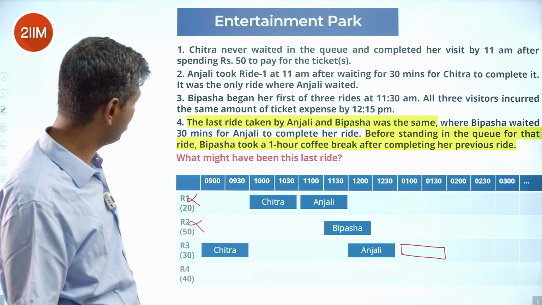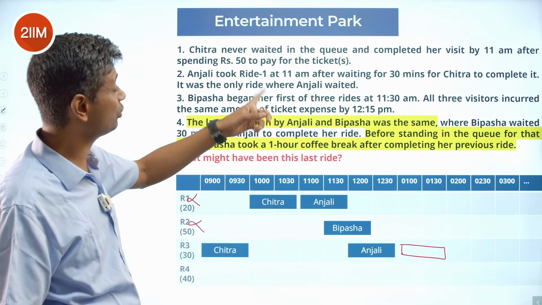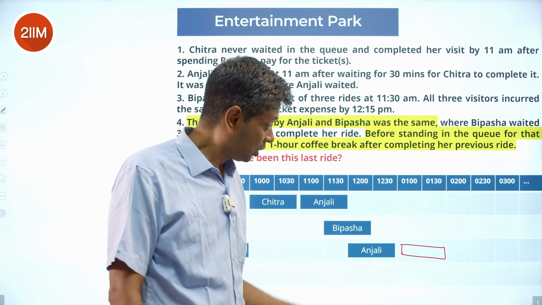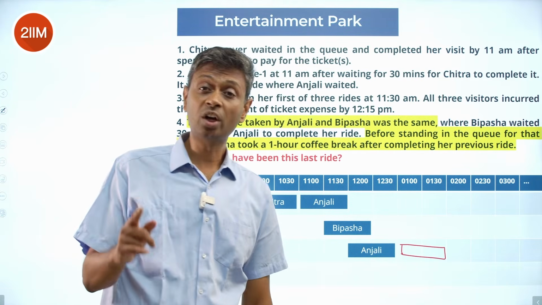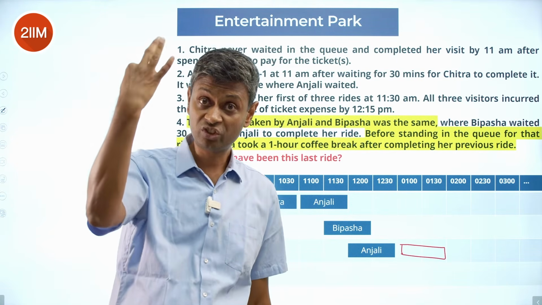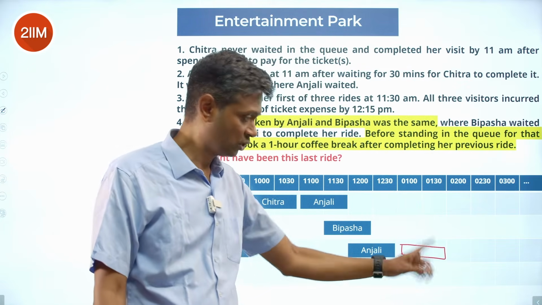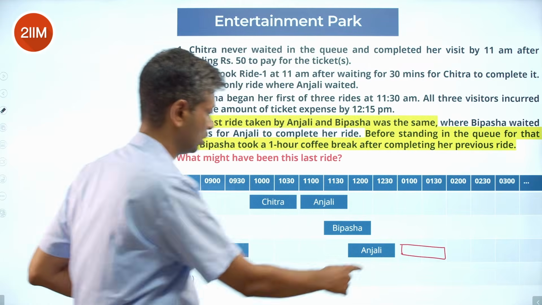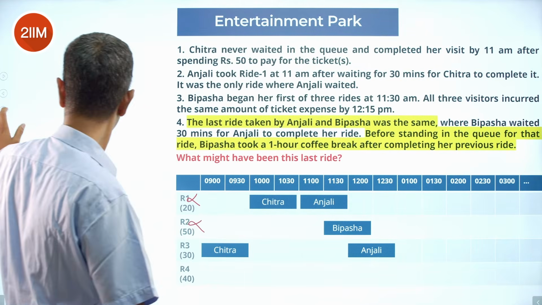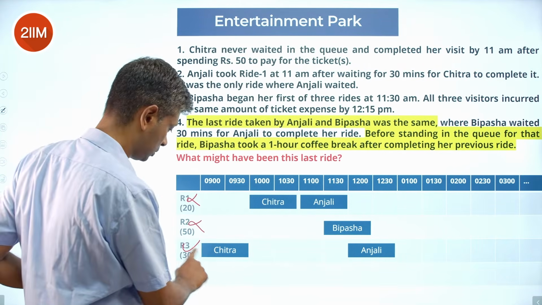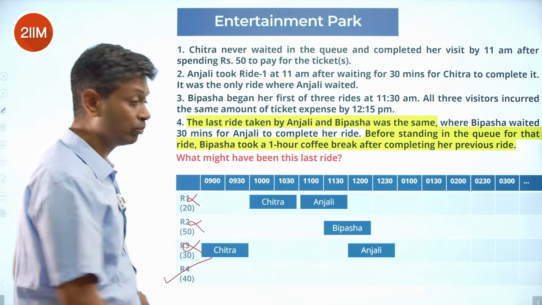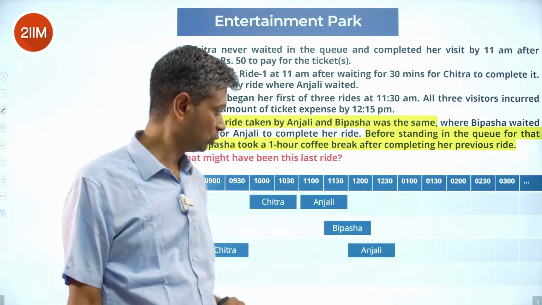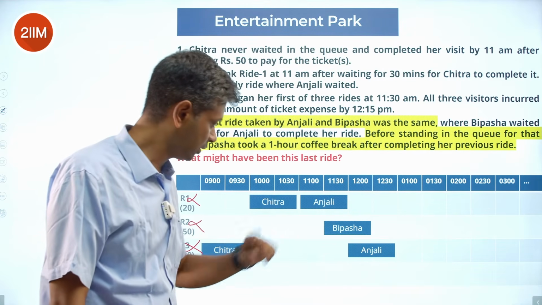Not just that, we look at Bipasha. Bipasha began her first of 3 rides at 11:30. 11:30 to 12:30. Her 1 to 2 could not have been her third ride. She does 3 rides. This is not it. So this is the ride both of them go last on. And so Anjali does this.